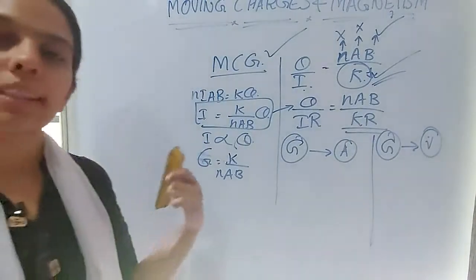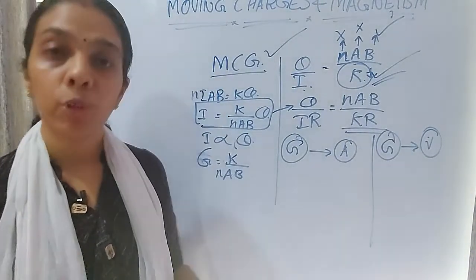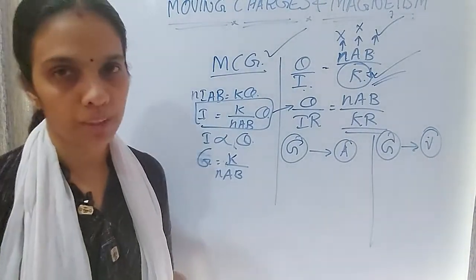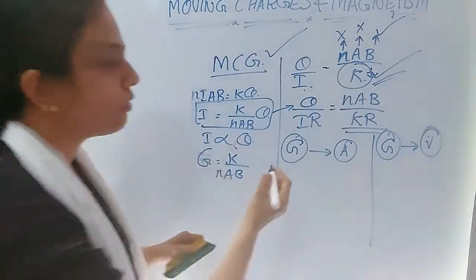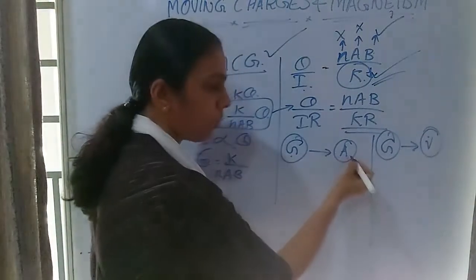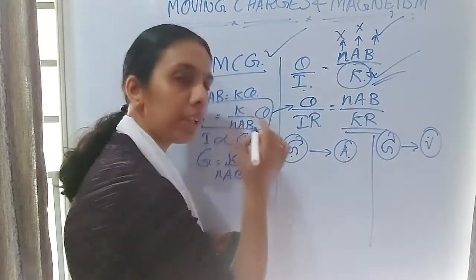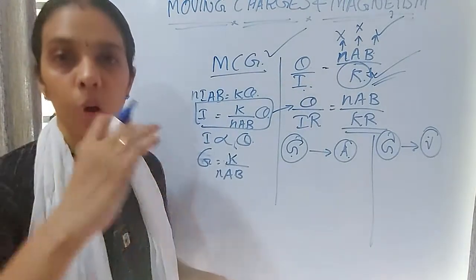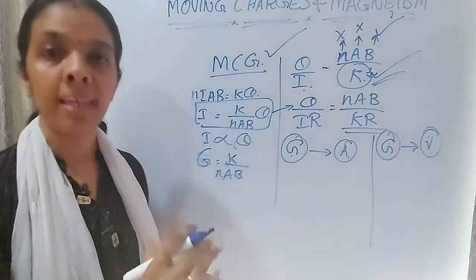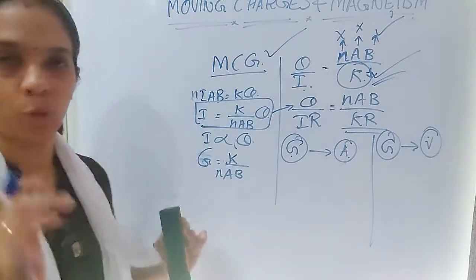A galvanometer can be converted to an ammeter, or a galvanometer can be converted to a voltmeter. How can we convert a galvanometer to an ammeter? For converting a galvanometer to an ammeter, we should use a very small resistance, called shunt resistance, in parallel with the galvanometer.